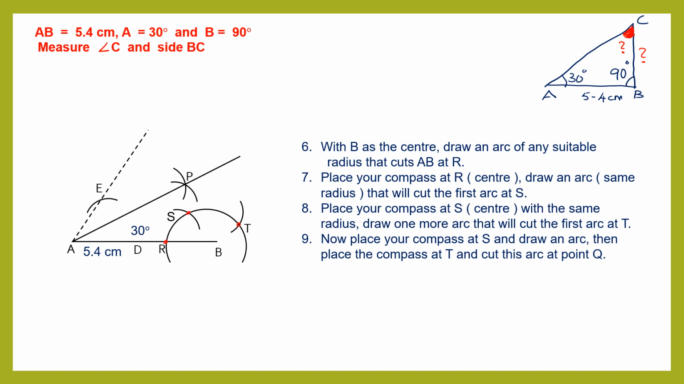Now place your compass at S and draw an arc. Then place it at T and cut the arc. We're looking for 90 degrees, so the arcs will come in line with B in a straight line. So let's do that. Keep it at S and draw an arc. Then keep it at T and cut the arc. Now we have two arcs here and they have met at a particular point. That point is going to be named Q. Next step, join BQ. So B is here and Q is here. Join BQ and extend that line.